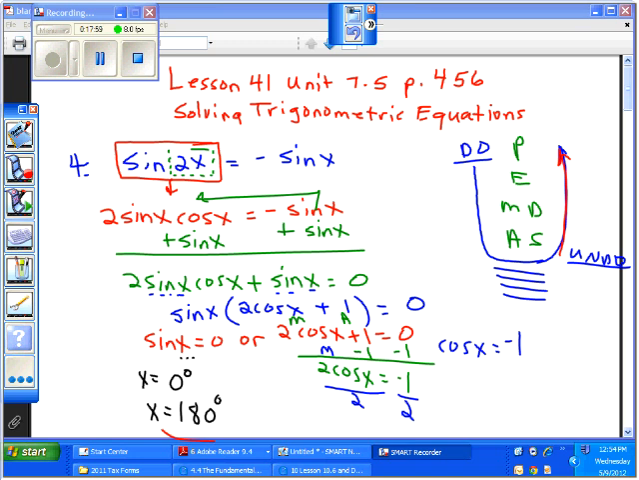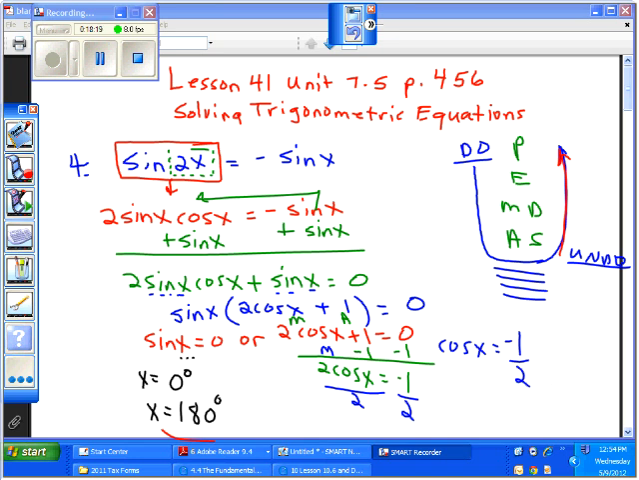But negative 1, 180. I got an identical answer. That's okay. Oh, it's negative 1/2. I lost my 2. There we go. Sorry about that. That's negative 1/2. Okay.